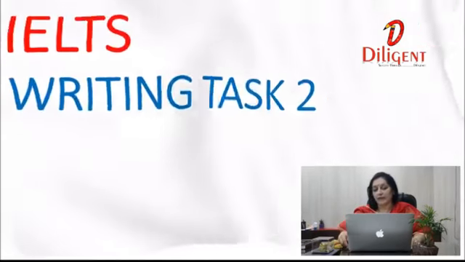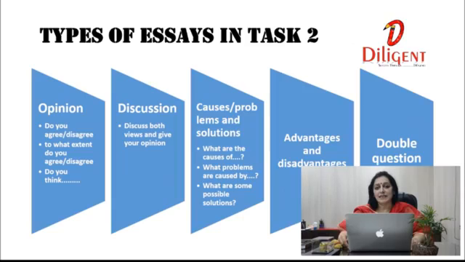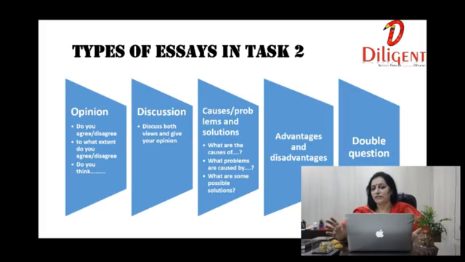Now, if you see the screen there, you will see that we have 5 different types of categories of essays. Now, the first step is that you have to decide which category your essay falls in. The first type is the opinion essays, where you are asked whether you agree or disagree, or to what extent you agree or disagree.